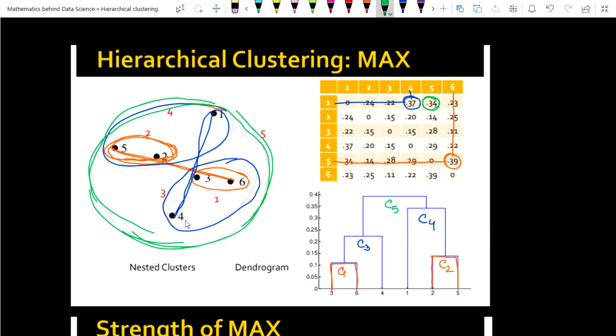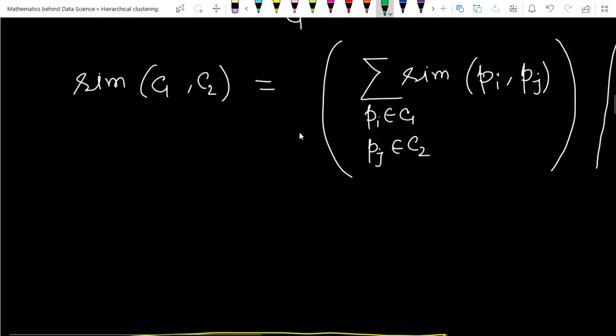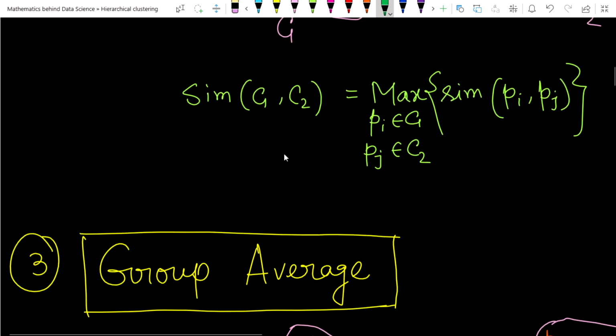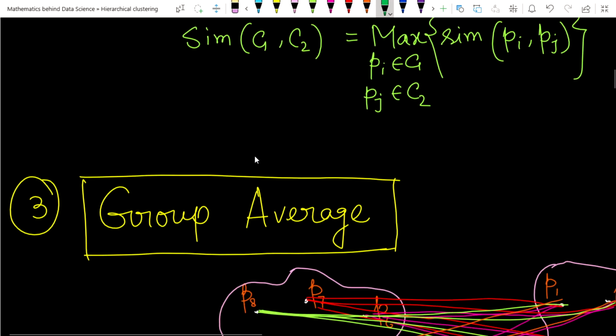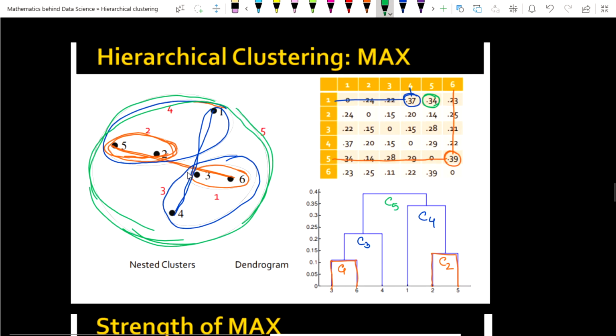Now the next largest value is 3 7, which means 1 and 4. Now based on these two values, we have to find what will be the next cluster. You just pause this video and try, using these tables and this formula that we have calculated here, to build this cluster.